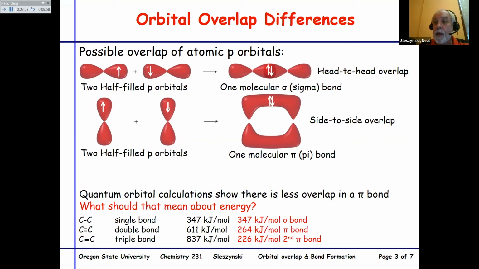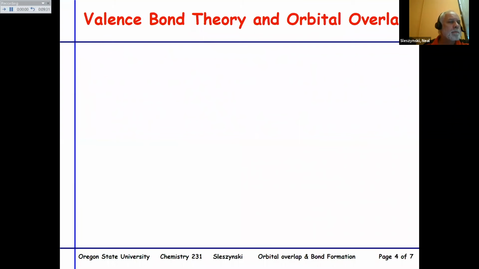And then finally, as we add that second pi bond, our second side-to-side overlap for those p orbitals, we end up with less energy associated with that second pi bond. So if we add up the total energies, it continues to go up as we share more electrons. But we can see individually we have a better overlap head-to-head in our sigma bond. Not as much overlap, so less energy in that first pi bond. And then finally, less energy of overlap in that second pi bond.